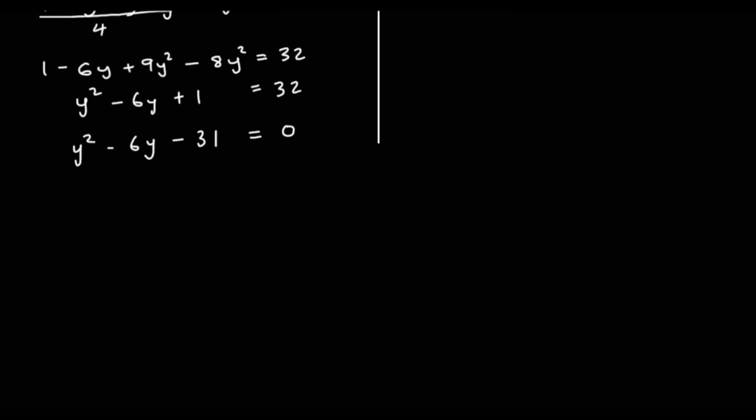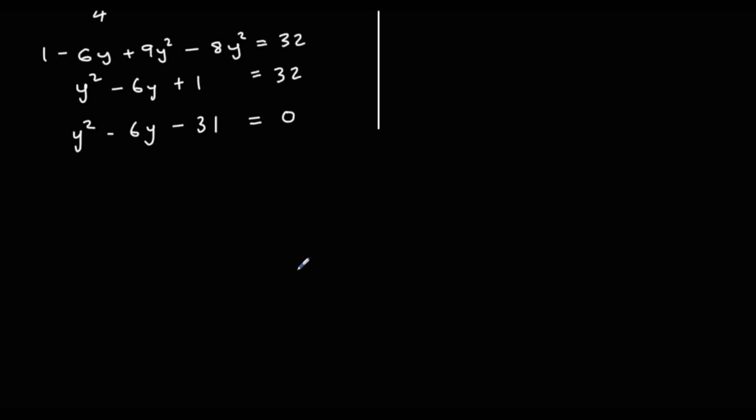So this is not going to factorize. Nothing is going to multiply to make 31 and add to make 6. So we are going to use the quadratic formula. And the quadratic formula says that x, or y in this case, so y is equal to minus b plus or minus the square root of b squared minus 4ac all over 2a.